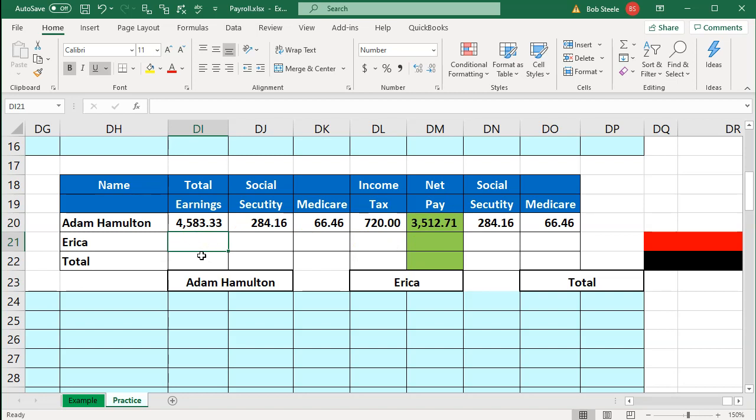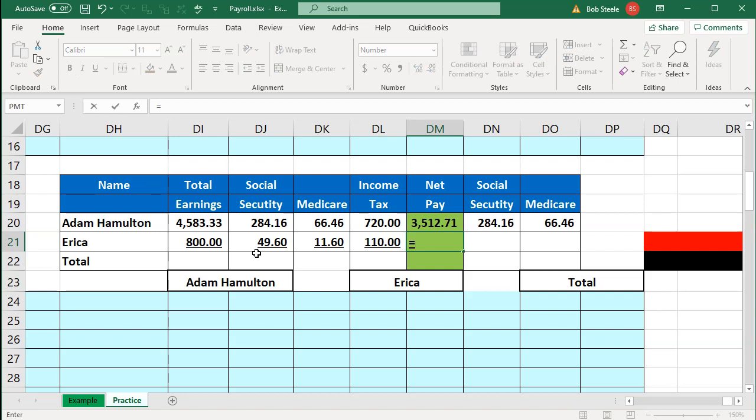And payroll is one of the more confusing types of items to take a look at. All right, so then we're going to say that we have Erica. Erica, we're going to say, is 800. Social Security, we're going to take out, will be the 49.6, and then the Medicare is going to be the 11.6, and then the federal income tax is going to be the 110. So the net pay then is going to be equal to the 800 minus the 49.6 minus the 11.6 minus the 110.